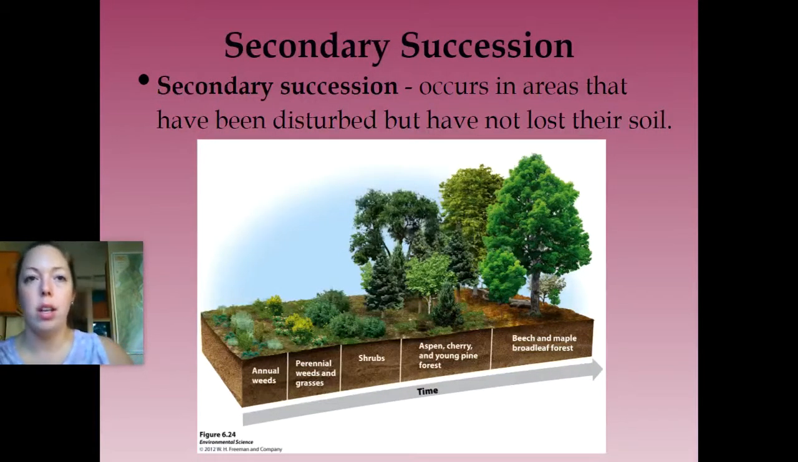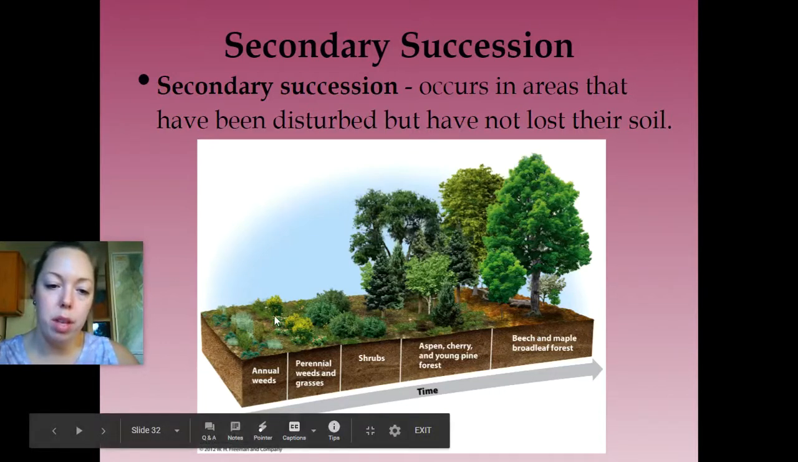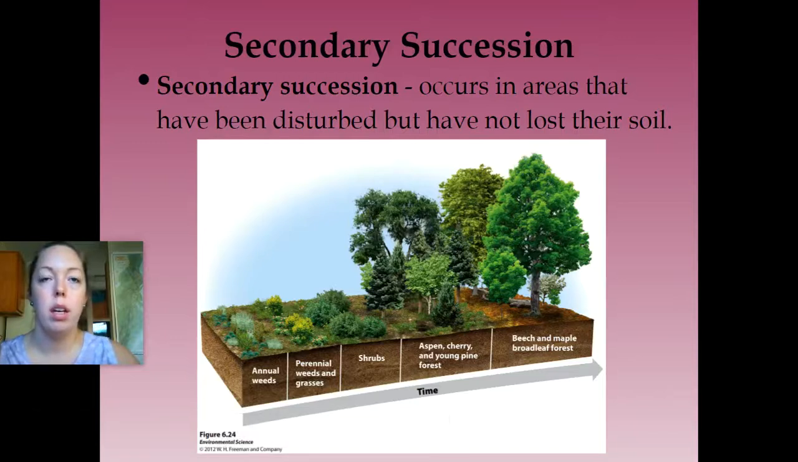Secondary succession is a little bit different. It's basically the same thing, except it happens in areas that have been disturbed but not lost their soil. So essentially it's the same thing, just at the beginning there's already soil present. But secondary succession usually happens after an event. It could be like a forest fire, a hurricane, something that removes the vegetation but leaves the soil mostly intact. It also happens in abandoned agricultural fields.